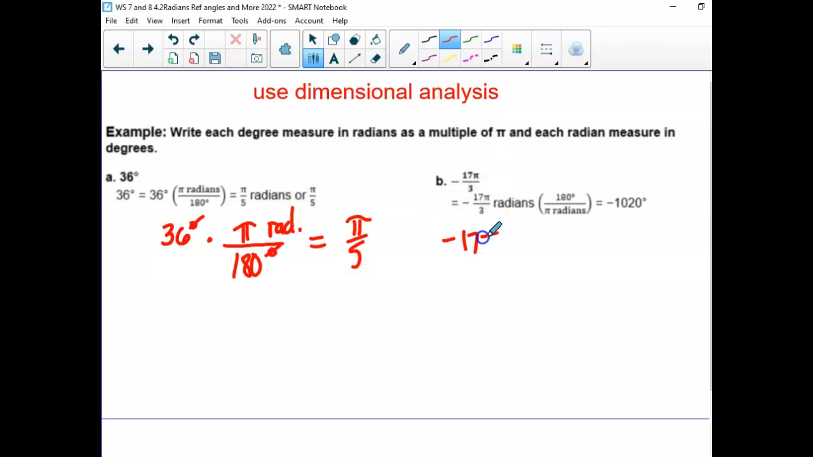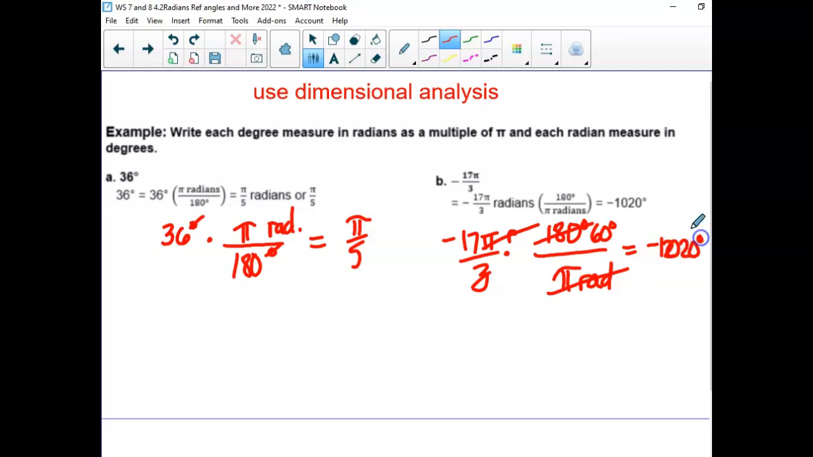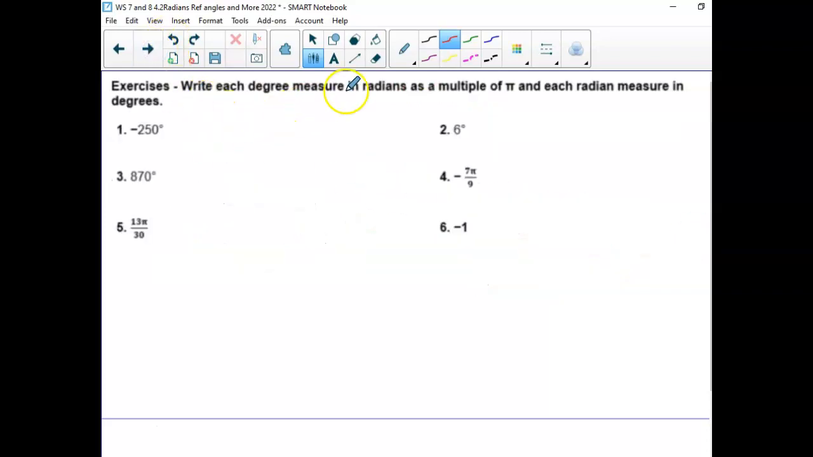This one said negative 17 pi over 3. This was already radians, so I'd put pi radians in the denominator, 180 degrees up here. The pi radians would cancel. 3 goes into 180 60 times, so 17 times 60, I assume is 1020. Because this one came out negative 1020 degrees. All right, so let's practice.